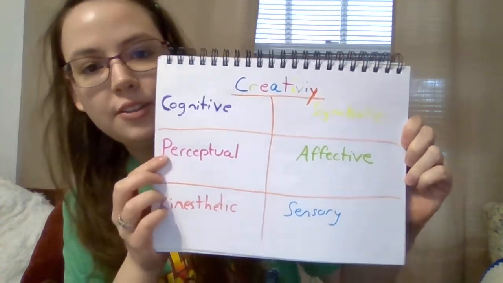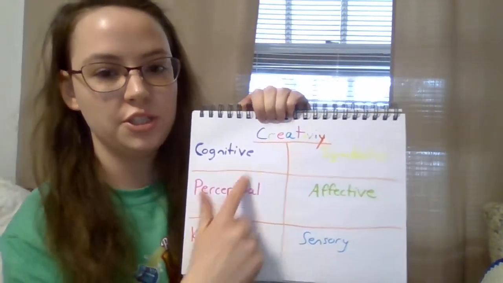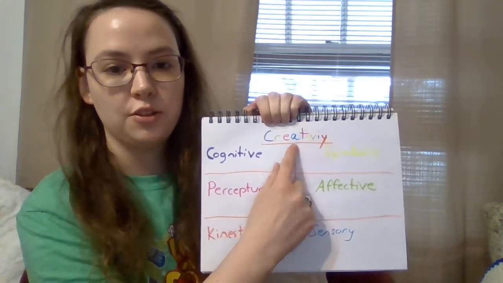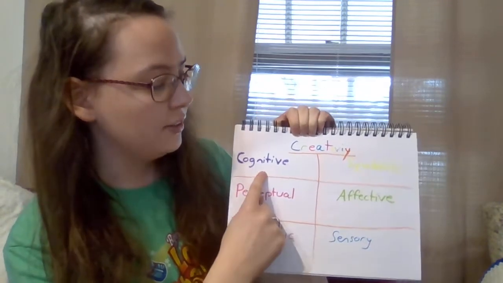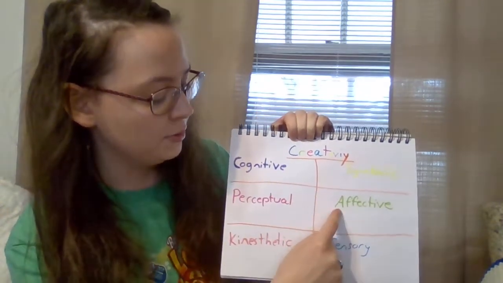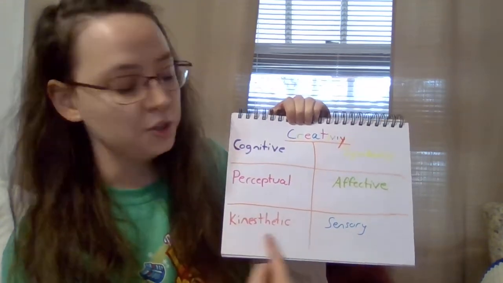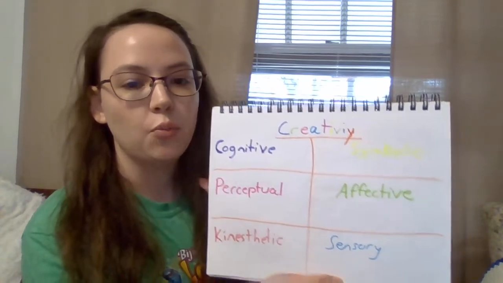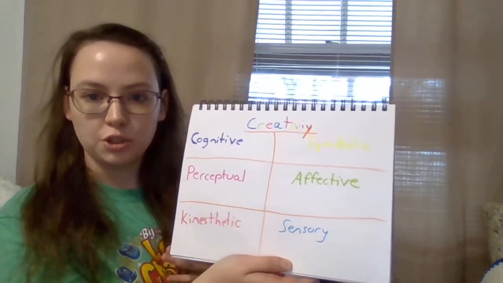So there we are. Basically the way our brain works is that we shift between these levels. Ideally, when you hit the creativity spot, you're using all of these levels together: cognitive, symbolic, perceptual, affective, that's a fancy word for emotions, kinesthetic, which is movement, and sensory. However, sometimes we get stuck on a certain level, especially when it comes to trauma.